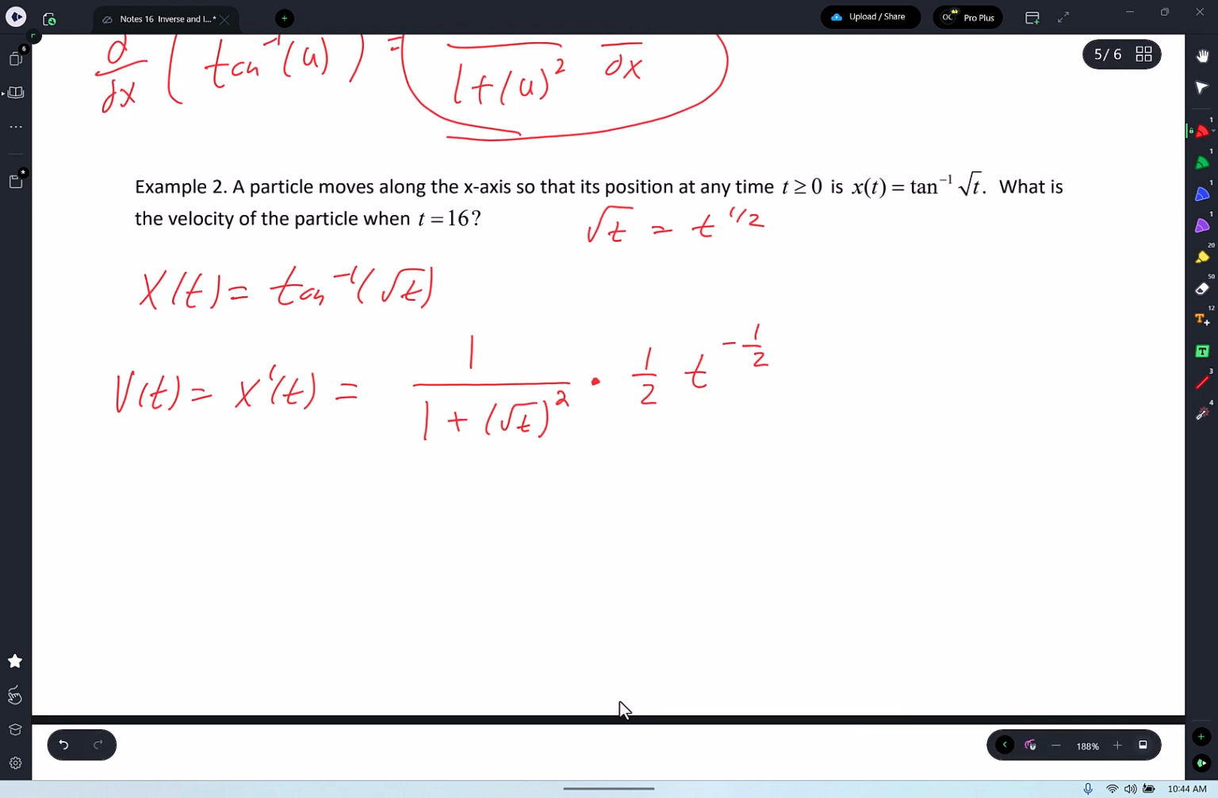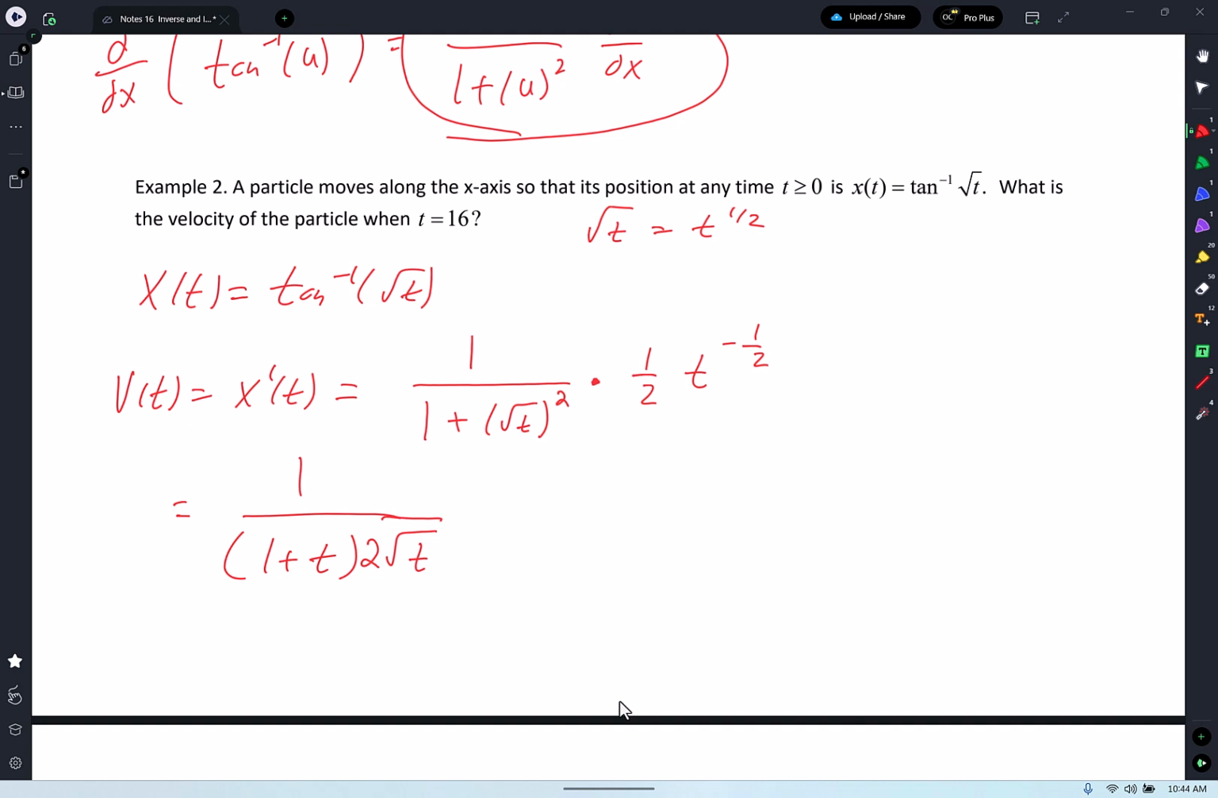Let's write it nice. Let's write it pretty. 1 over parenthesis 1 plus t, close it, square root of t squared is t. And I see a 2, so I'm going to put the 2 right here, 2, and then that t to the negative half comes down, square root of t. That's my v of t. We're almost done.